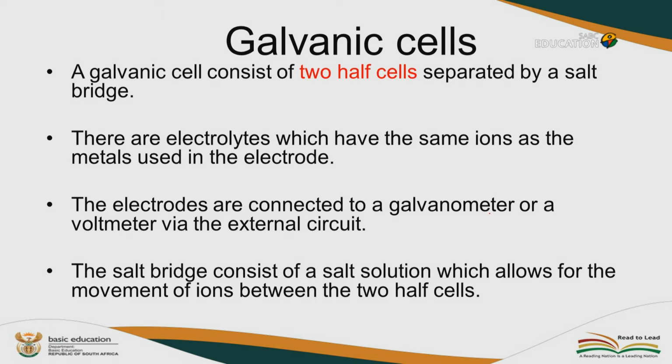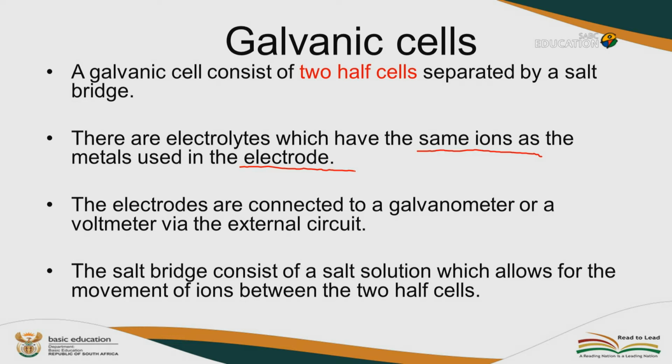Now, there are electrolytes which have the same ions as the metals used in the cell. This is very important. The electrolytes and the electrode must communicate with one another. If you have an electrolyte and you have an electrode, as we are going to look at in the examples in the next slides, you will see that those electrolytes must have the same ions as the electrode.